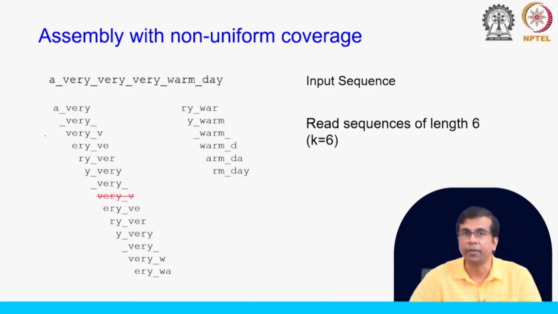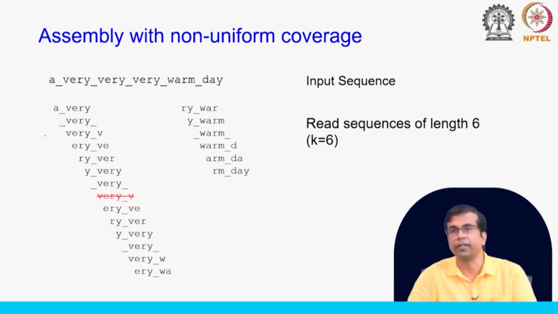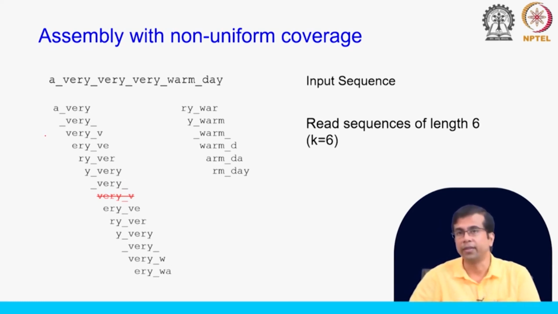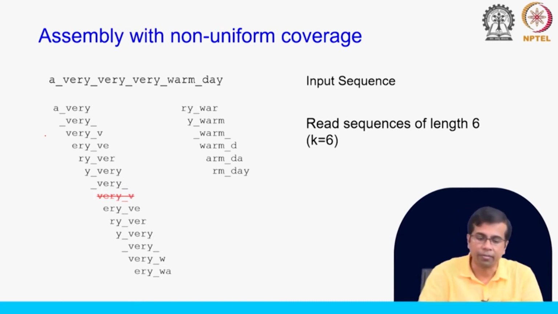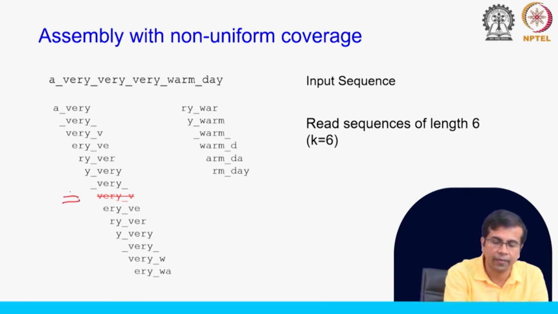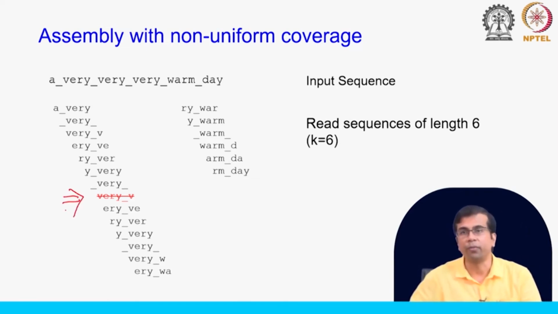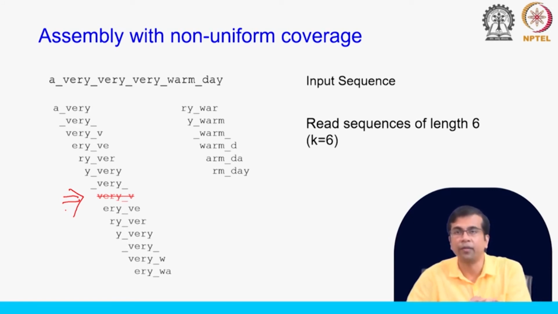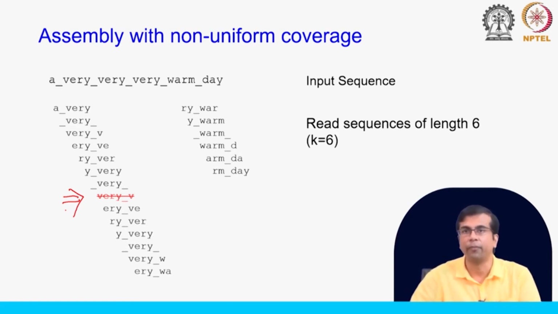We take the same example. I have also written down the read sequences again as before, of length 6. To generate this non-uniform coverage, I will remove one read from the data, which I have highlighted here. You can see this read is removed. This will create non-uniform coverage, because a part of this reference sequence will not be covered by the reads.